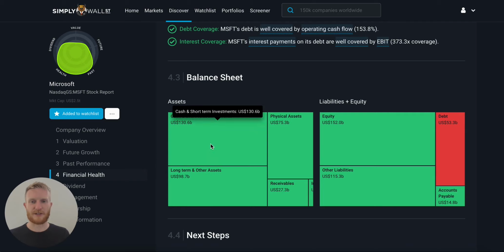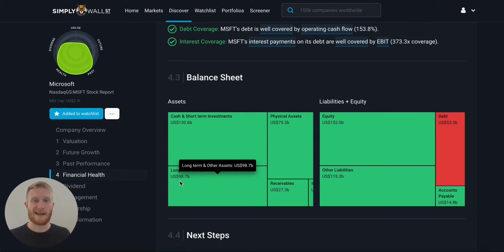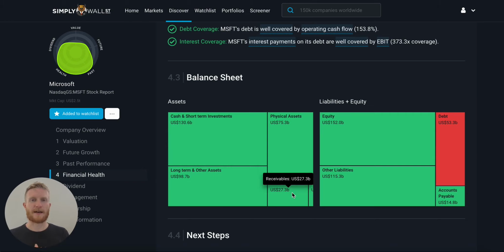And so first you can see here cash and short-term equivalents, physical assets, which could refer to things like property, plant, and equipment. Long-term and other assets could refer to things like goodwill that they may have acquired, or intangible assets. Receivables is when a company has registered a sale, where they've registered, yep, we have incurred a sale, but they haven't actually received the cash flow for that yet.